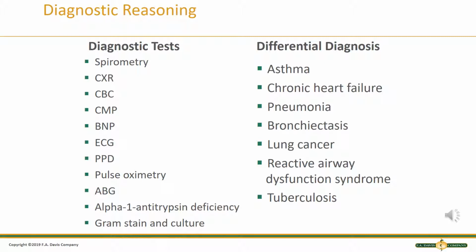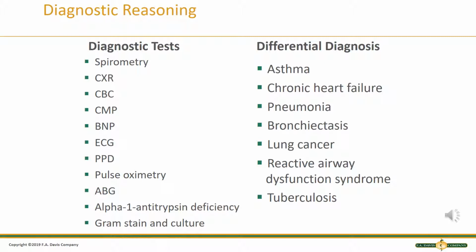Chest X-ray can be done to identify potential comorbidities or to rule out other etiologies, but it's not necessary for diagnosis. A CBC can be done to check for anemia if dyspnea is present, polycythemia, which could occur with chronic hypoxia, or infection for bronchitis. CMP would be used to check electrolytes, liver, and kidney function, and your BNP if you're suspicious of heart failure.